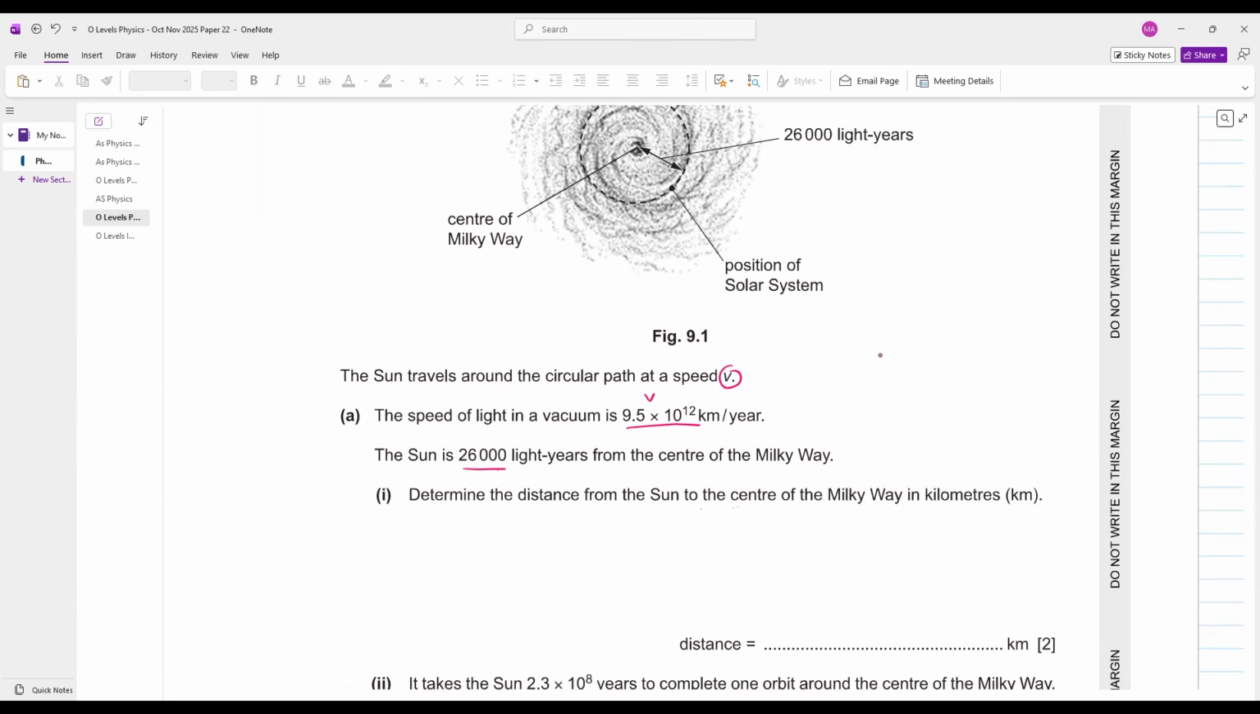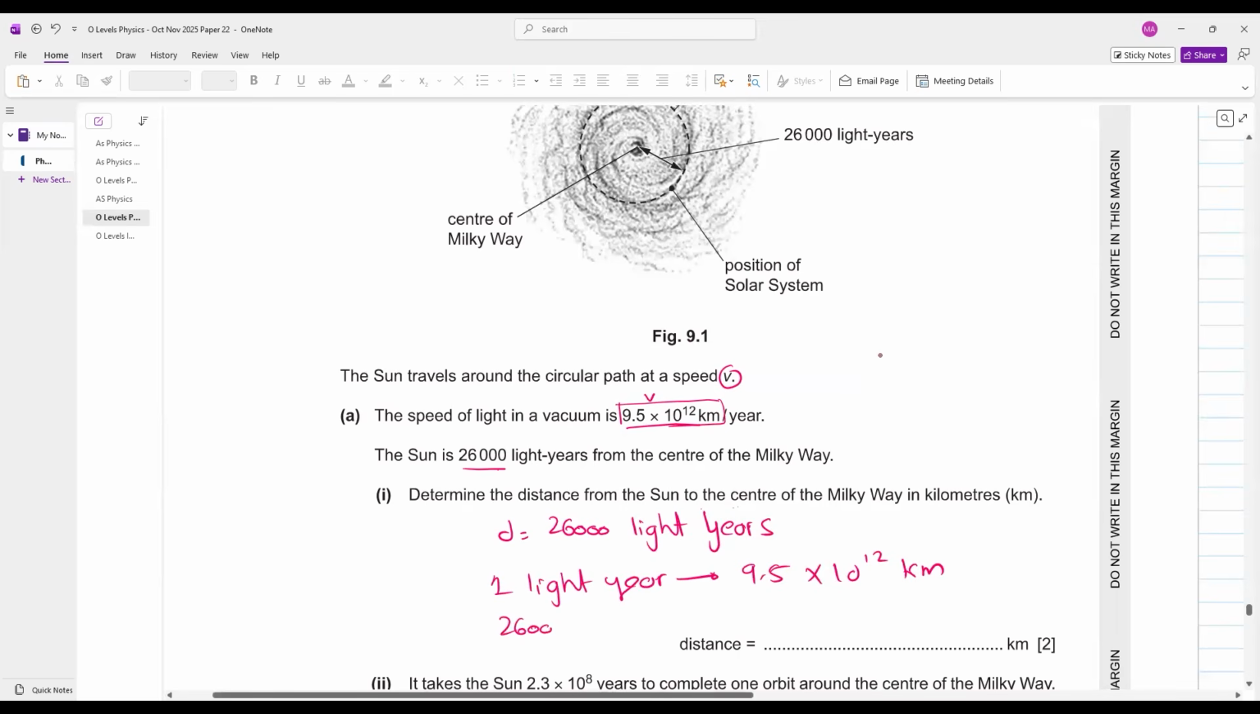Calculate the distance of the sun to the center of the Milky Way galaxy in kilometers. How will we calculate the distance? Distance is equal to 26,000 light years. And what is one light year equal to? The distance traveled by light in 1 year is equal to 9.5 × 10^12 kilometers. So how many kilometers will 26,000 light years be equal to?